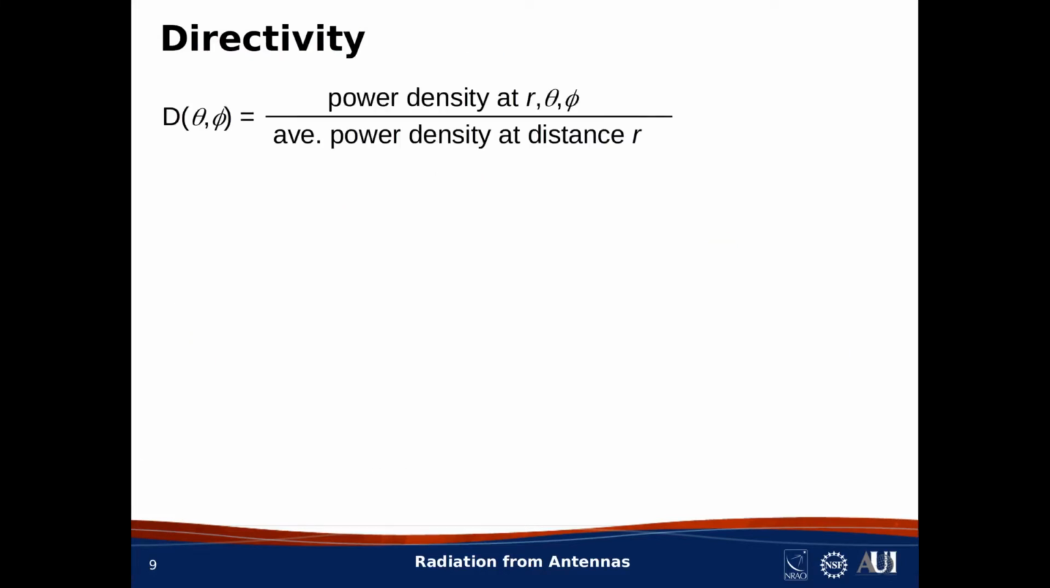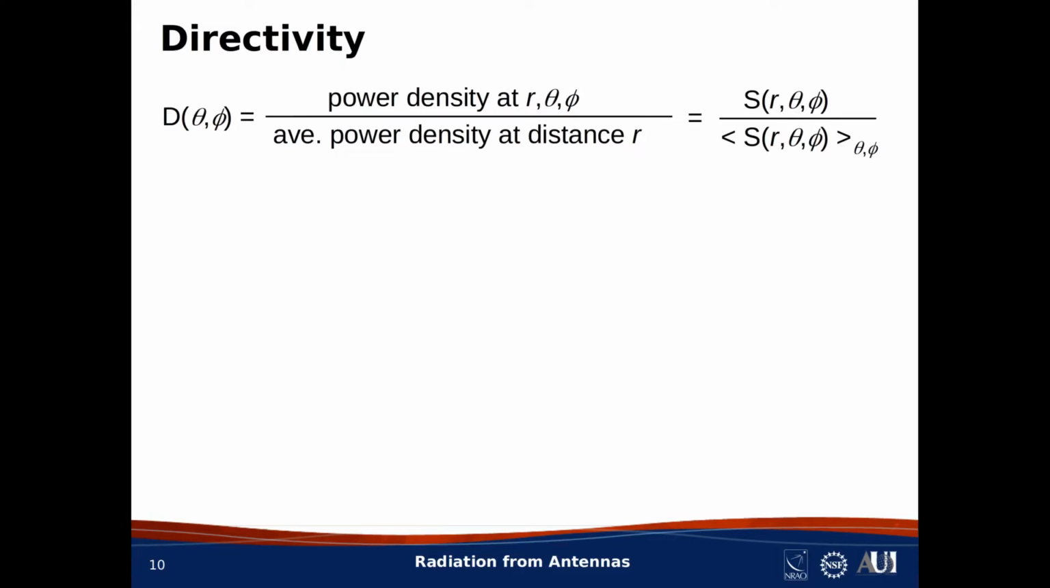Of course, we want to be able to do this calculation also for antennas which are not isotropic, which of course is all of them. To do this, we need some metric that tells us how the antenna is different from an isotropic antenna. That metric is called directivity. Directivity is defined as shown here. It is simply the power density at whatever point we're interested in, divided by the power density averaged over all points that are at the same distance from the antenna.